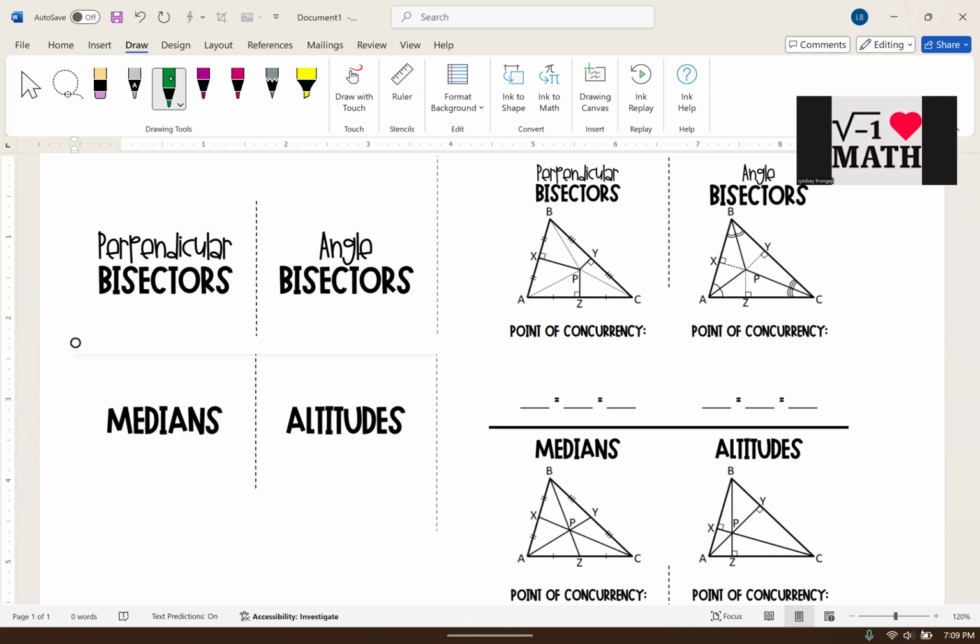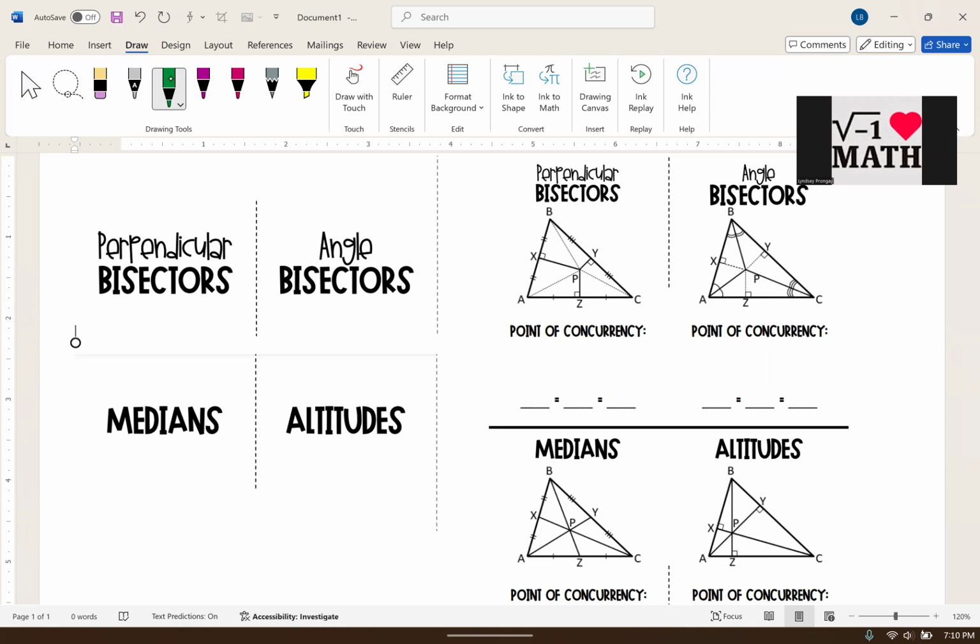You guys have a little foldable. You can cut along those dotted lines and create that foldable where the four flaps are in the front. Obviously I can't do a foldable on my computer, so I have the flaps on my left-hand side and the inside part on my right-hand side. So we'll deal with that. We're just going to deal with the fronts for now.